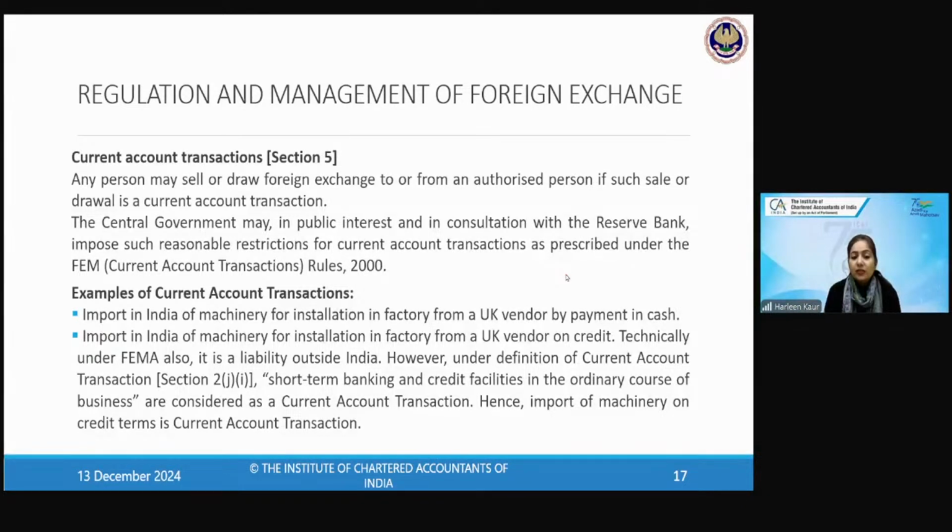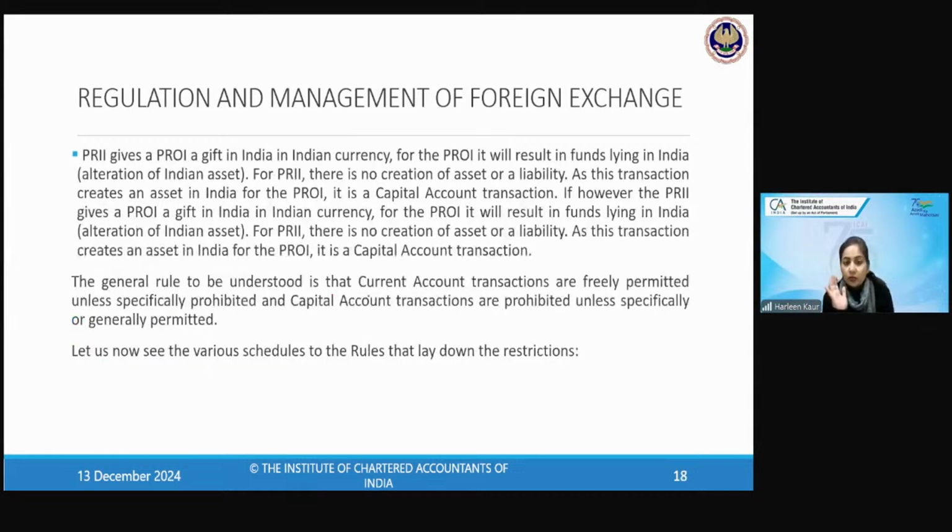Technically, under FEMA also, it is a liability outside India, and current account transactions include short-term banking and credit facilities in the ordinary course of business. Therefore, it is known as current account transactions. So whatever transactions you're doing in the nature of current account will be monitored over here. If a PRI gives a PRO a gift in Indian currency, for the PRO it will be funds lying as an alteration of Indian assets. So if you're altering any of your assets, doing any kind of alteration in your creation of asset and liability, then it is a capital account transaction.